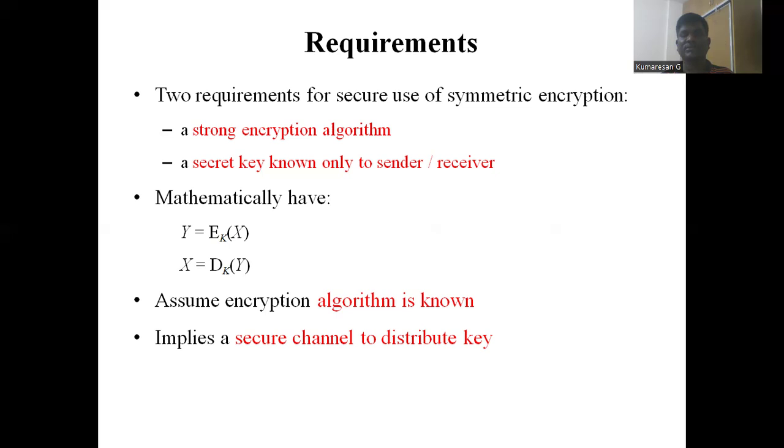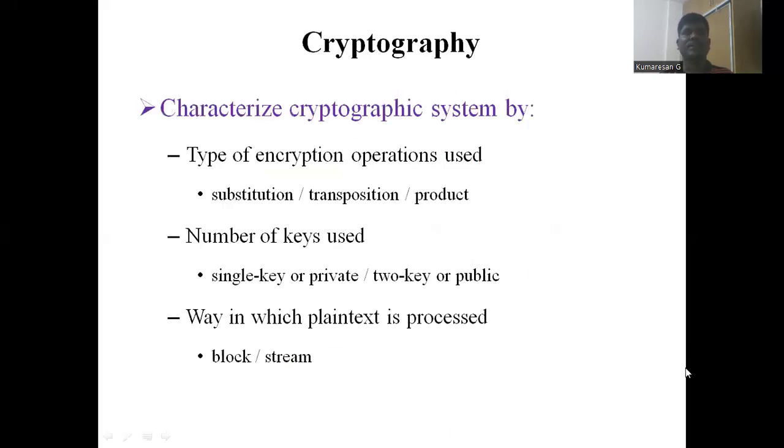Okay, because protection of the key is very, very important. If the key is known, everything is gone. So this is why we will give more importance to the key. Okay. So these are all the basic characteristics of cryptographic systems.